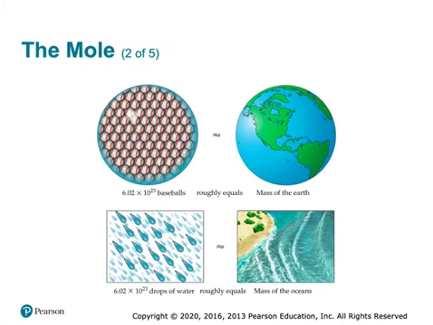So if you have a mole of baseballs, that's about the same as the mass of the Earth. And if you have a mole of raindrops, that's about the mass of the ocean. So that gives you an idea how big Avogadro's number is.